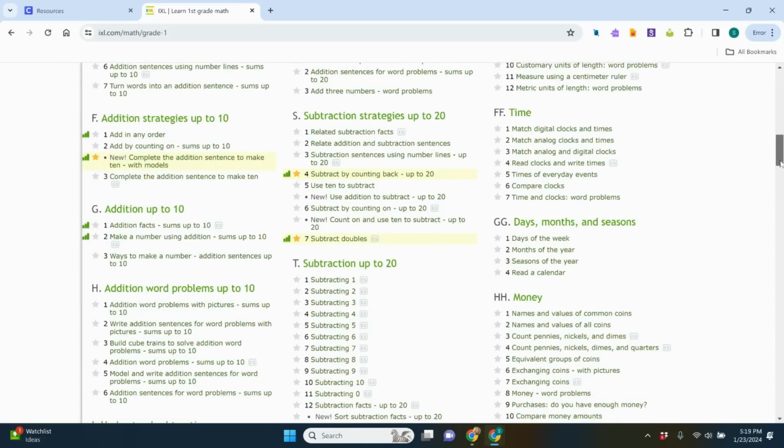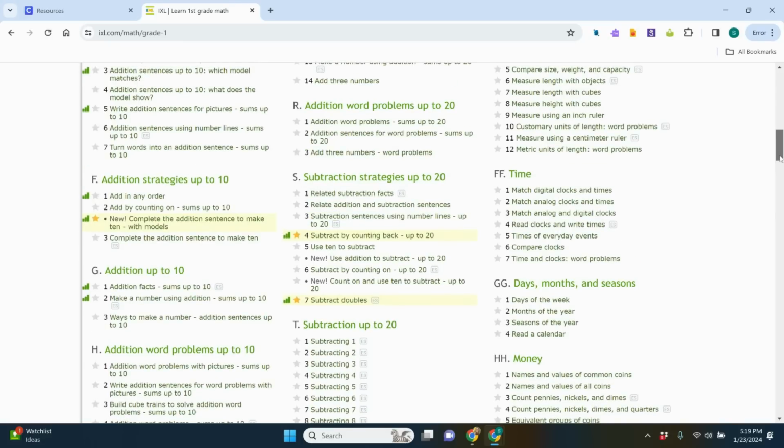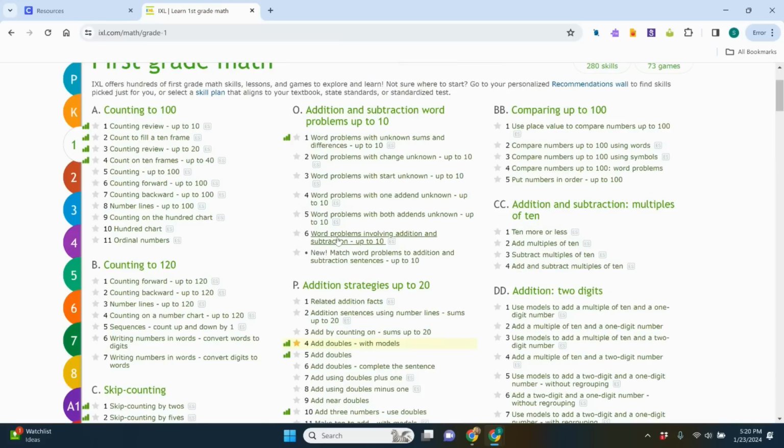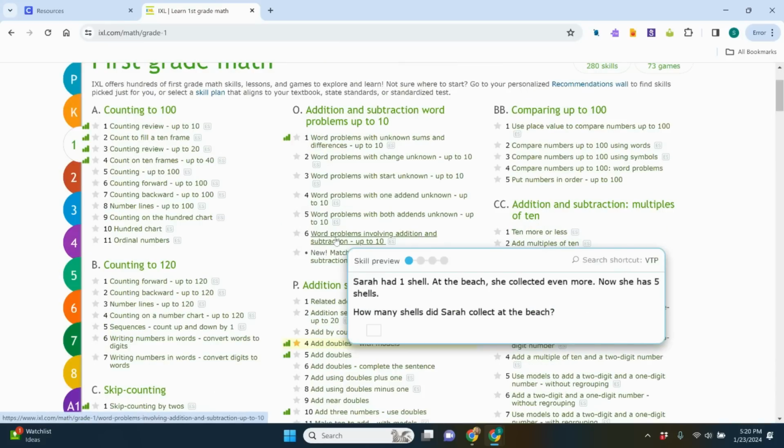So my plan is to have students do this independent practice, and then I can go in, see how they're doing, and assign different strategies. Now, just to show you one that we will be using in the next week or so, we have some addition and subtraction word problems.